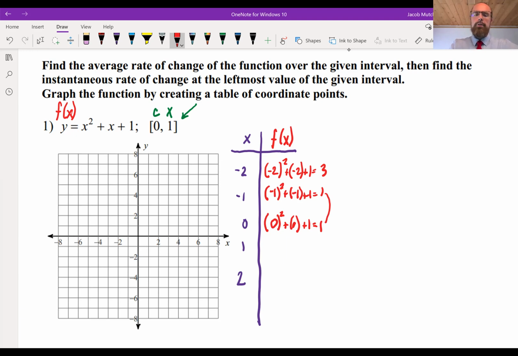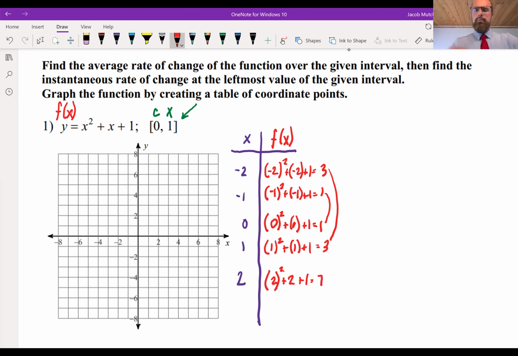I believe that 1 should have the same output as -2. Let's see. So that's 1 squared plus 1 plus 1. So 1 squared is 1, plus 1 plus 1 is 3. So you can see that symmetry in the function. It's a quadratic that opens upward. At 2, we have the value 2 squared plus 2 plus 1, and that's 4 plus 2 is 6, plus 1 is 7.